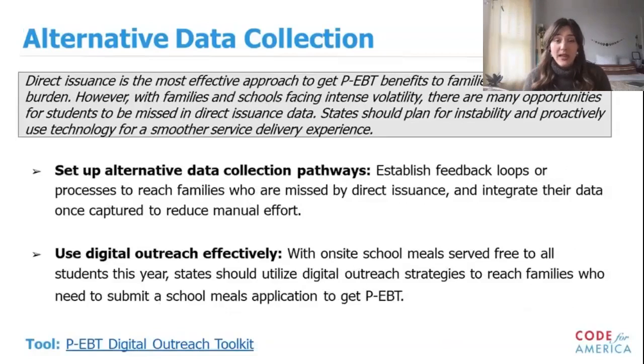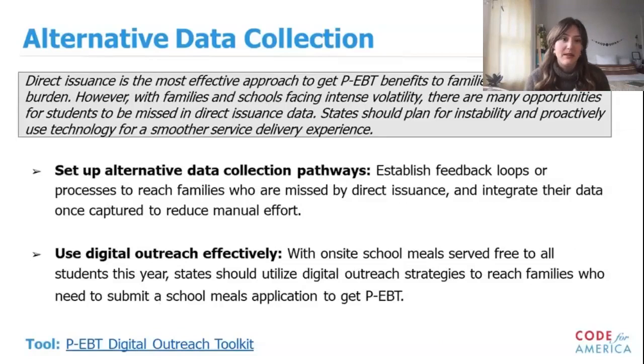So while we, of course, know that direct issuance is the most effective approach to get P-EBT benefits into the hands of families with minimal burden, the intense volatility and instability that many families and schools are currently facing means that there are that many more opportunities for students to be missed in the direct issuance data. So there has to be some sort of alternative data collection pathway.